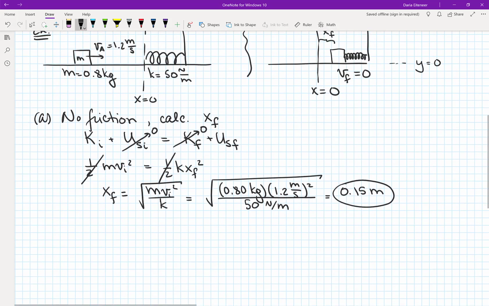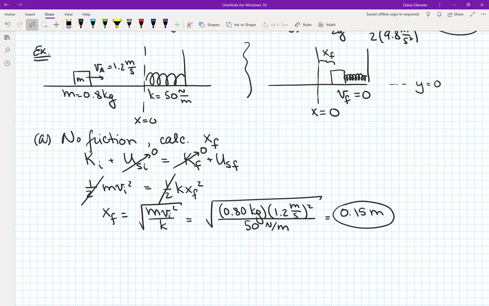Okay, so as the result of the block colliding with the spring, it is compressed by 0.15 meters. Now, as far as energy transfer is concerned, we can say the same thing. All of the initial kinetic energy of the block is converted to the final potential energy of the spring, or we can also say final elastic energy.